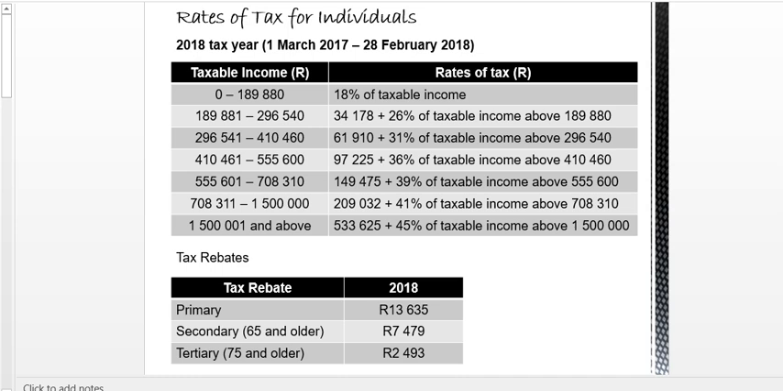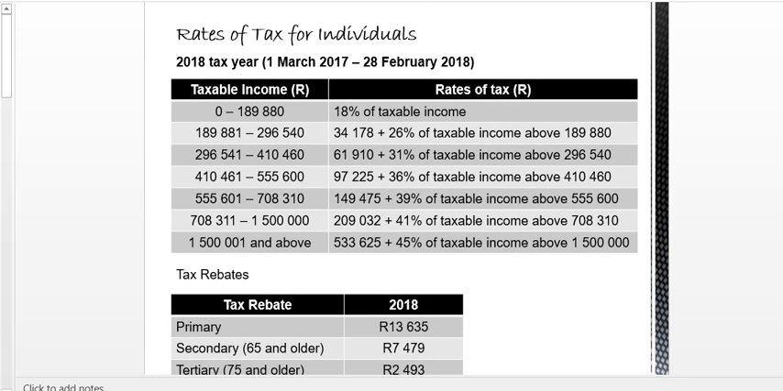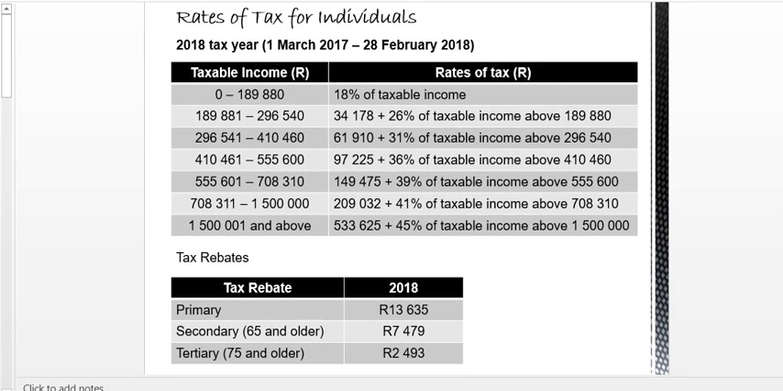So just a quick summary on your tax table. This is for the 2018 year of assessment. That's the one you'll be using most often. And these are your tax rebates. So you need to know these, and yeah, it's an easy mark for you. This you will get in a test. This tax rebate you will not get in a test. So you need to know this. Okay.